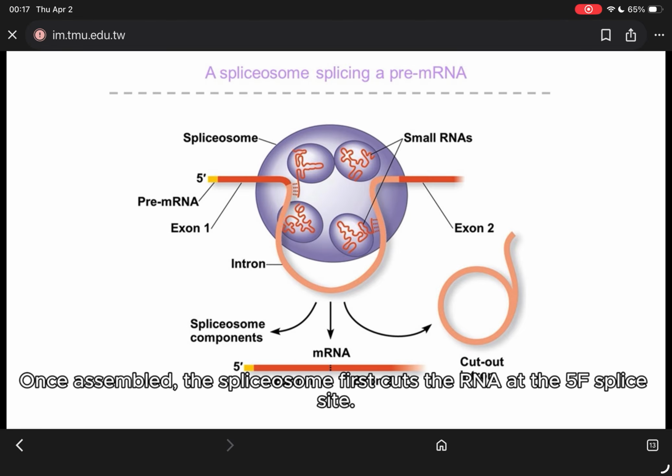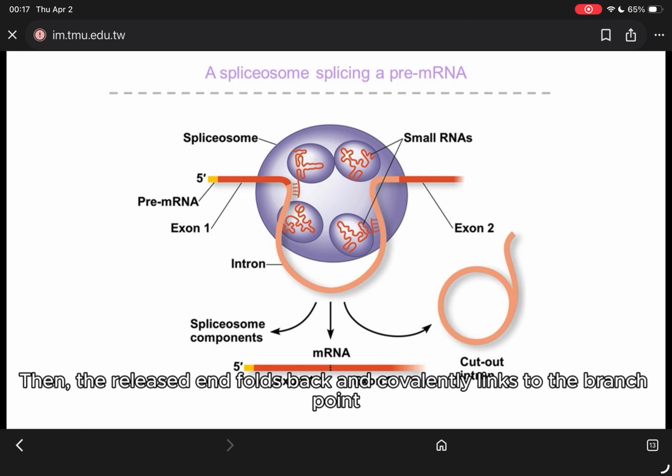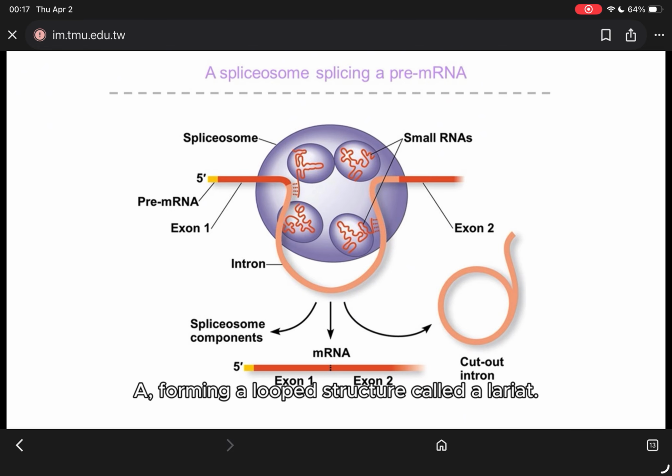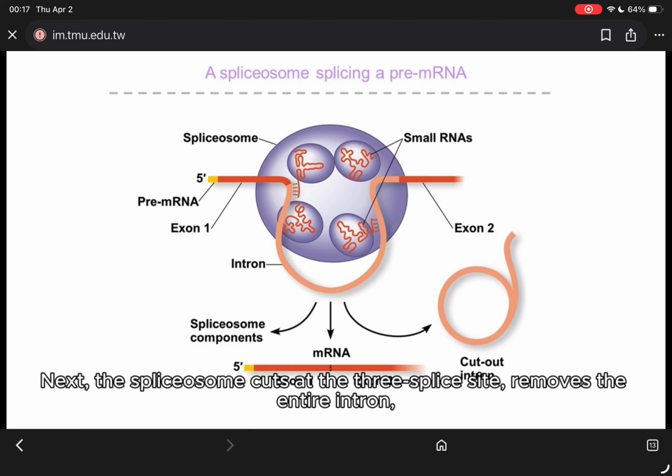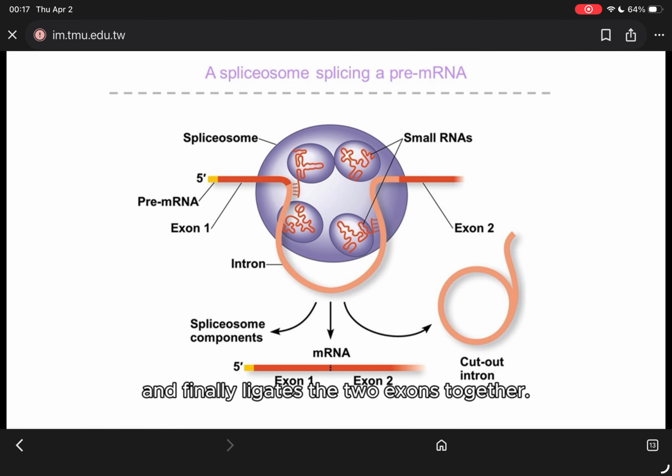Once assembled, the spliceosome first cuts the RNA at the 5' splice site. Then the released end folds back and covalently links to the branch point A, forming a looped structure called a lariat. Next, the spliceosome cuts at the 3' splice site, removes the entire intron, and finally ligates the two exons together. The result is a continuous, mature mRNA that can be translated into protein.